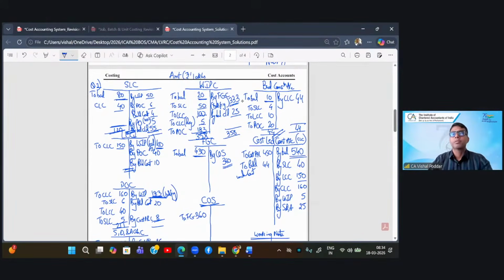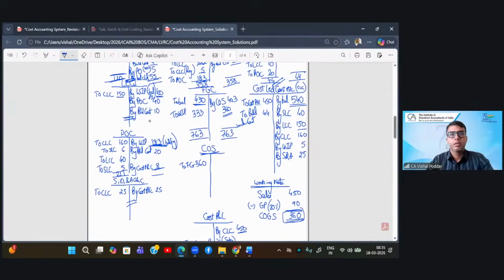The amount which is to be transferred to finished goods is 333 coming from the WIP. Now closing this account, it is 763 minus 360. So 360 subtracted from 763. The amount left is 403. Correct? So 403. No, 1 second. That is your closing balance.